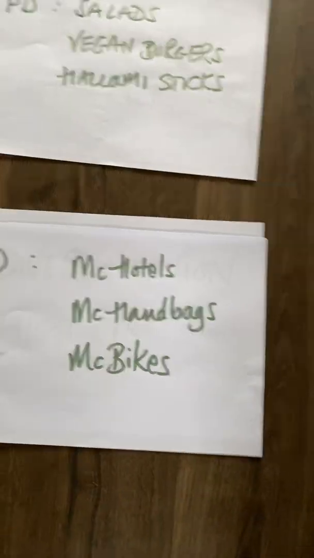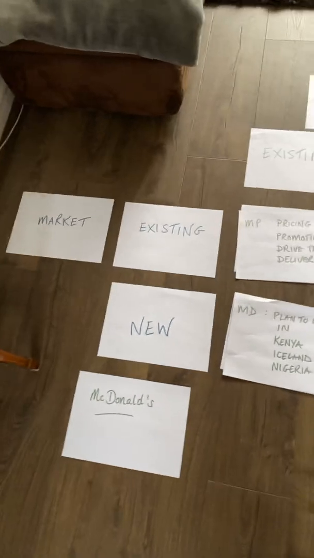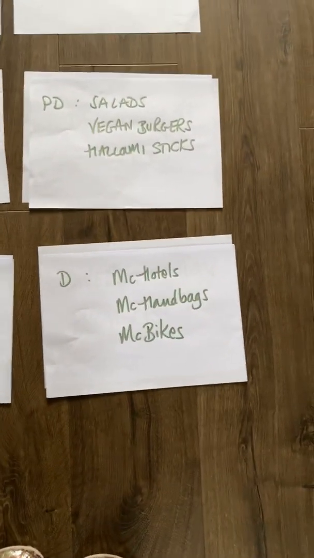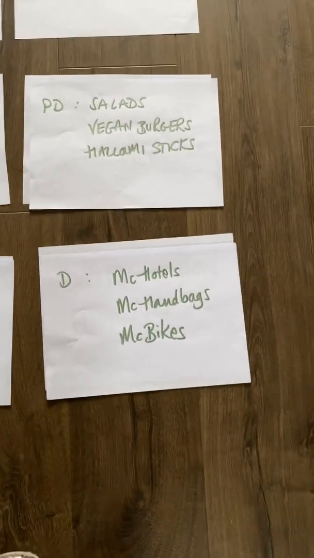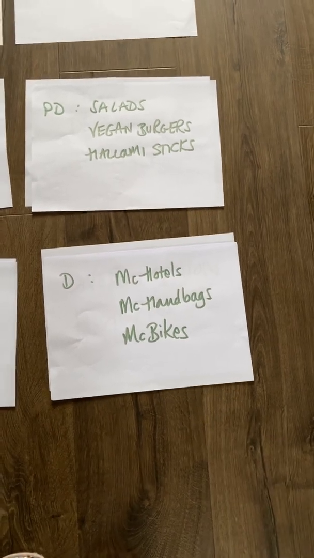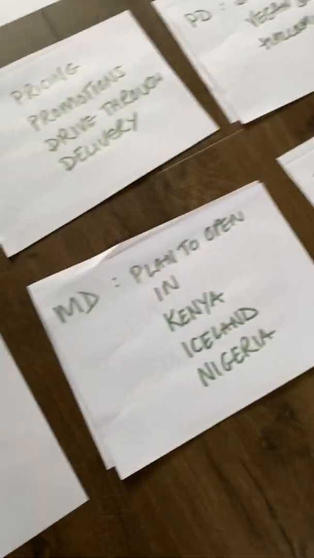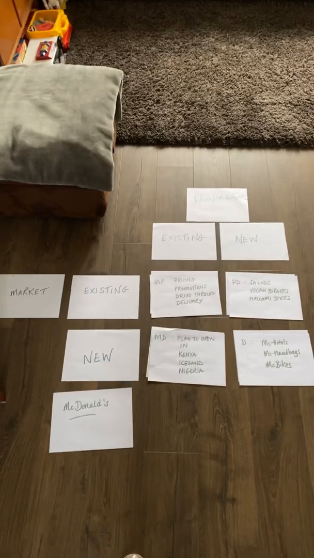Finally, the more high risk, going out of their comfort zone, they could just do something completely different. New products, new market. And they could do hotels or handbags or bikes. Completely different stuff, but using their branding to sell products and using their business experience to sell completely different things. Okay, so that's my McDonald's example.